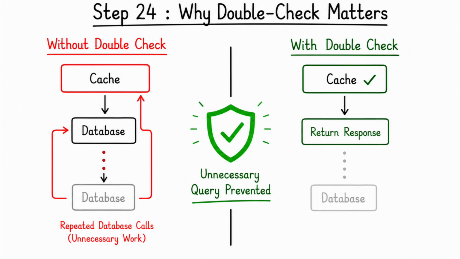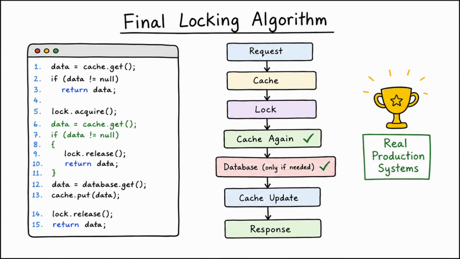Quick recap. Now let's quickly review the complete algorithm. First, we check the cache. If the data is already available, we immediately return it. No lock, no database. If the cache is empty, we acquire the lock. Then, we perform one more cache check. If another request has already rebuilt the cache, we simply return the cache data. Otherwise, we fetch the latest data from the database, update the cache, release the lock, and finally return the response. That is the complete locking algorithm used to prevent Cache Stampede.